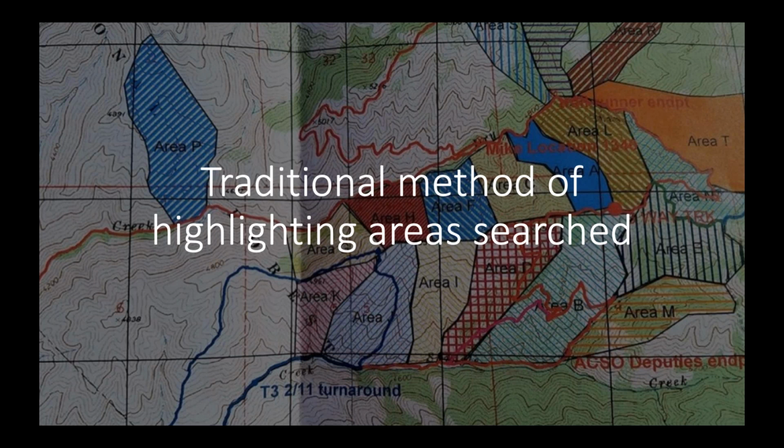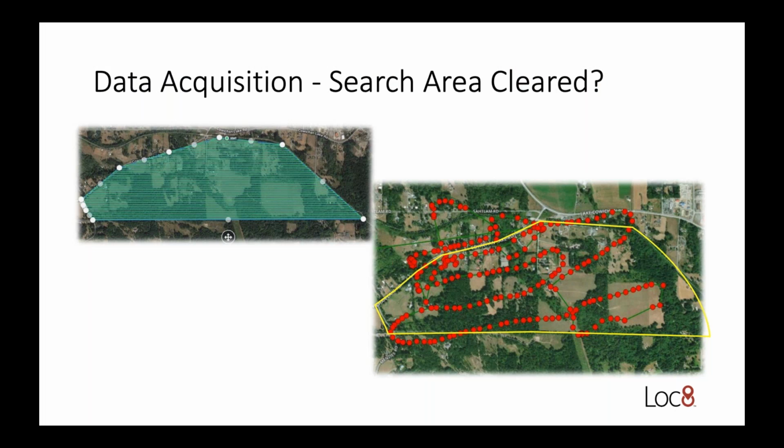So this map is kind of what traditional methods of highlighting areas searched are. Oftentimes on the news, when the reporter's interviewing either the victim's parents or others, they'll show a map of the area, and this is typically what's been used in the past. One of the things when we talk about data acquisition using drones, as I mentioned, it's a very methodical process. So here's an example of a methodical process on the upper left, and on the right-hand side, the red dots indicate the location where the images were captured with the drone.